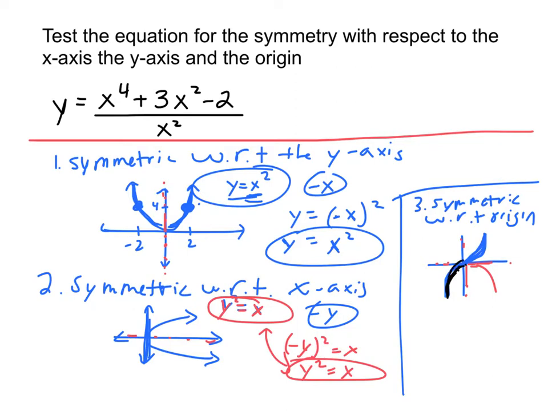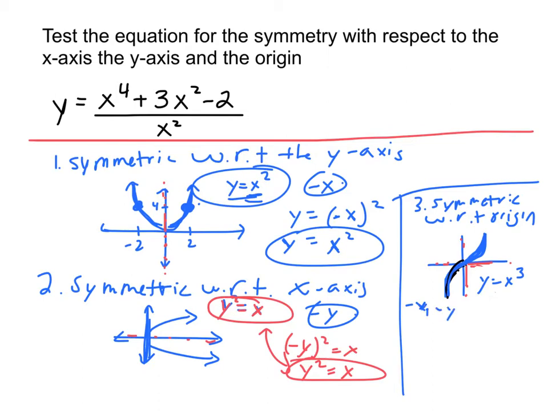Okay, let me go ahead and delete this so it's not so messy. This is what our graph looks like: the graph for y equals x to the third. When we tested symmetry around the y-axis, we plugged in negative x. When we tested symmetry around the x-axis, we plugged in negative y. So for this one, we're actually going to plug in both negative x and negative y.